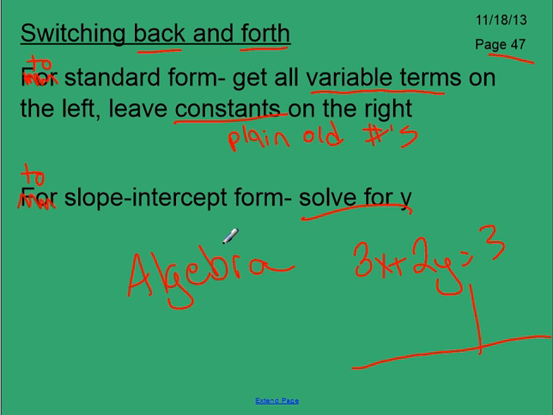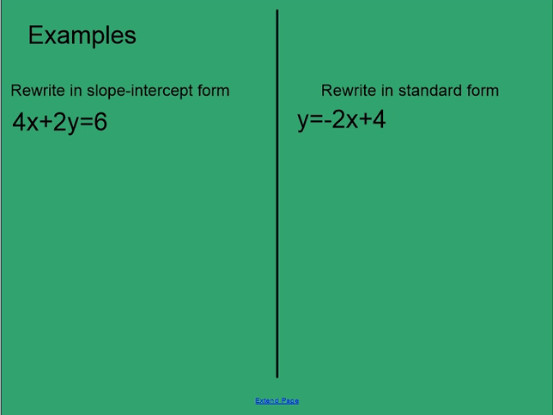So let's go through a couple examples. On the rest of page 47, I want you to split the page into 2, and we're going to do one example to rewrite it in slope-intercept form and another to rewrite it in standard form. Please write this description here on each side so that when you go back and you look at your notes later, you can realize what on earth you're doing, which one of those things you're actually doing at the time.